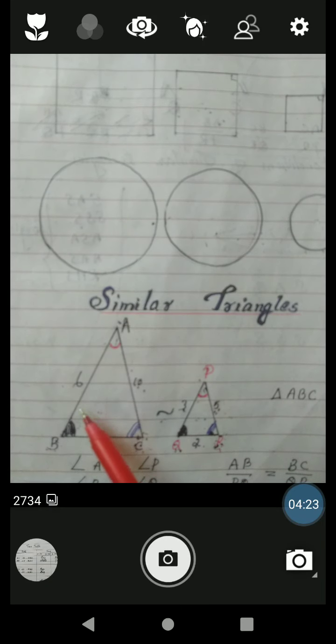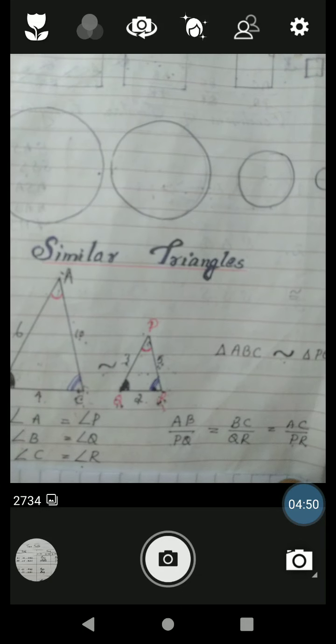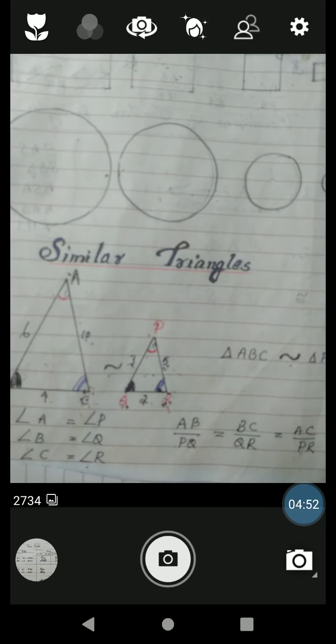We know that the corresponding sides are not equal. We can check whether they are proportional or not. You just see AB by PQ. What is the result? AB by PQ, 6 by 3, is 2. AC by PR, 10 by 5, again 2. BC by QR is also again 2. Therefore, we can say that corresponding sides are in proportion.